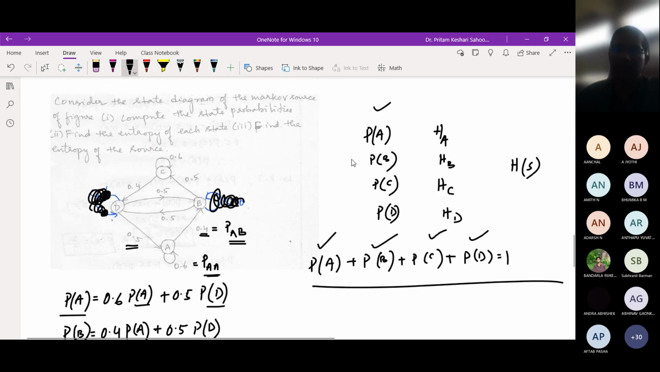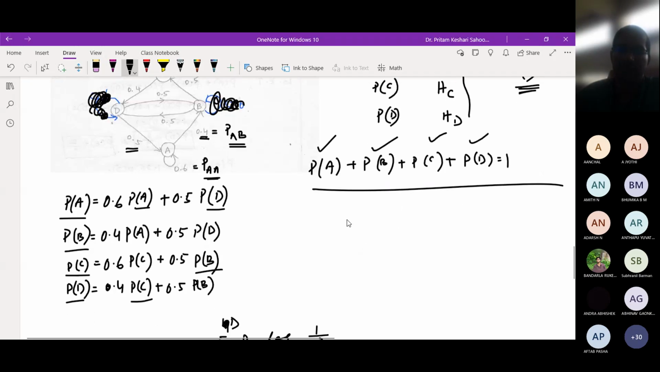Okay, so this is the second part of this question, to find out the state information. And finally, you have to calculate the average information of the source, not the state. These four things give the average information of the individual states, not the source. But this particular term will give you the average information of the source. So how can we find it? You have to use this formula.